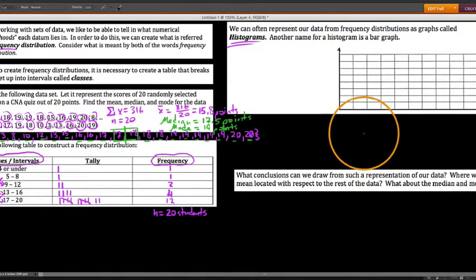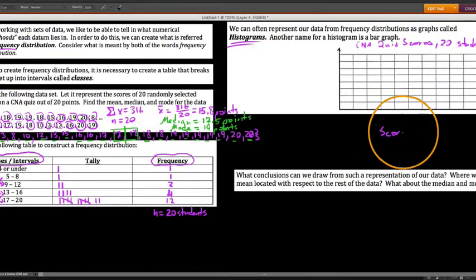And in this case, we'll say, this is CNA quiz scores. We want to give this a title, scores of 20 students. And when we label this axis down here, we say scores, and you always want to put units. We say in points. Okay. So now, if you have a paper in front of you, you could actually turn your paper sideways.